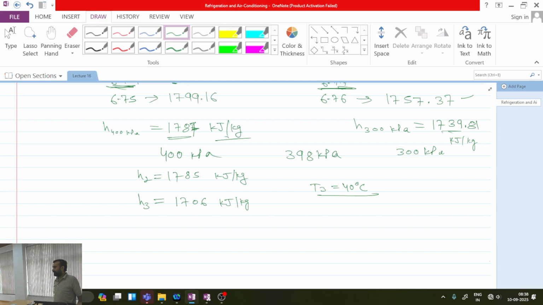Okay. Now what is left? H5. Only one enthalpy is left. How to calculate H5? Do you know the condenser pressure? How much is it? 1.55 MPa. Okay. So do you have 150 kilopascals? 150. This is 1.5. 1600. It is not there.